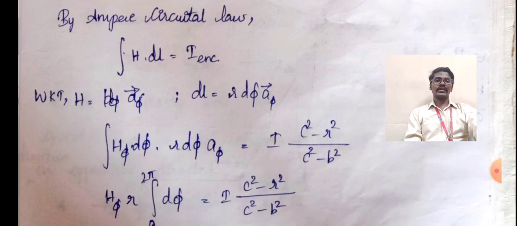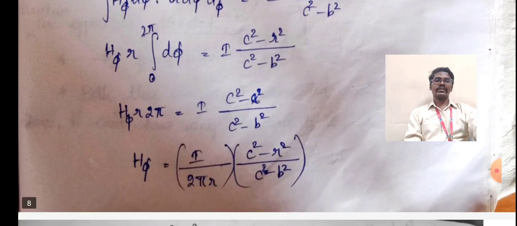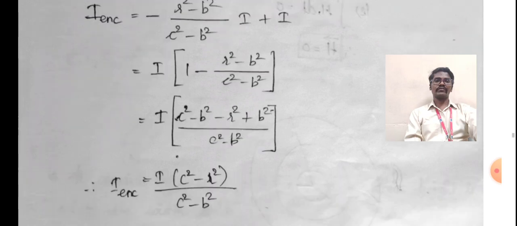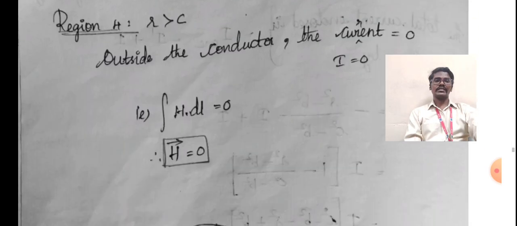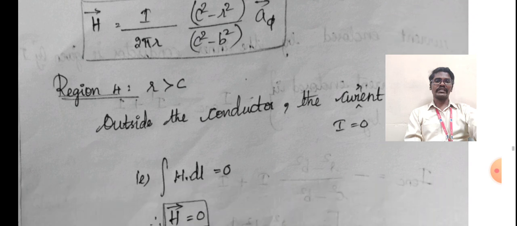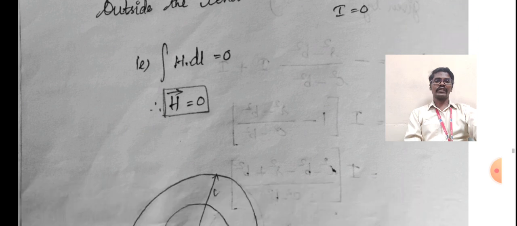By Ampere Circuital law, line integral H dot dl is equal to current enclosed. So this we have already discussed. If you just calculate the value, the final answer is found to be H vector is equal to I divided by 2 pi r into c square minus r square divided by c square minus b square into a phi vector. And the last region is r greater than c. So outside the conductor, we know the value of current is equal to 0. Therefore line integral H dot dl is equal to 0.